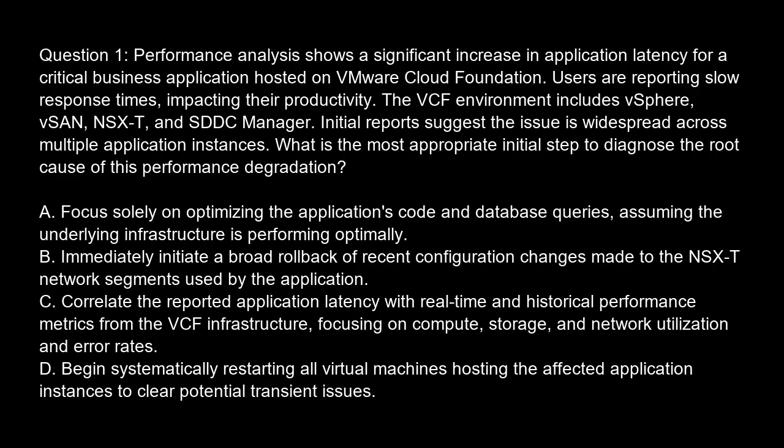Option A. Focus solely on optimizing the application's code and database queries, assuming the underlying infrastructure is performing optimally. Option B. Immediately initiate a broad rollback of recent configuration changes made to the NSX-T network segments used by the application. Option C. Correlate the reported application latency with real-time and historical performance metrics from the VCF infrastructure, focusing on compute, storage, and network utilization and error rates. Option D. Begin systematically restarting all virtual machines hosting the affected application instances to clear potential transient issues.